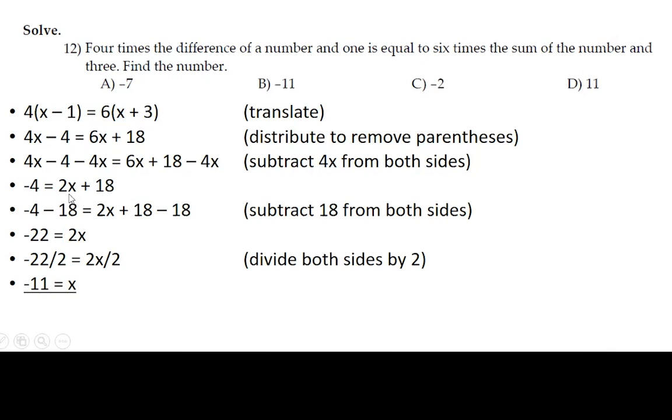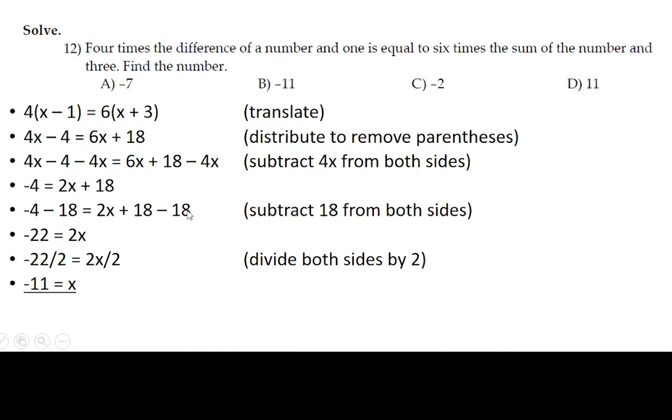And we'll never add 2 plus 18 because the 2x has an x, the 18 does not have an x, and they both have to have x's, or both have to not have x's for us to be able to combine them. So we're at negative 4 equals 2x plus 18. Let's go ahead and subtract 18 from both sides, starting towards getting that x by itself, which means we need to get that 2x by itself.